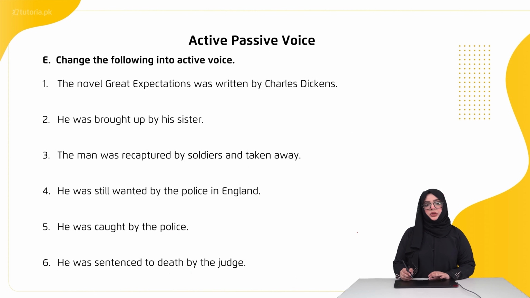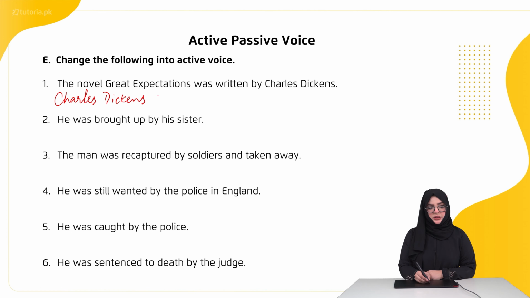Next grammatical question is of active and passive voices. इसमें हमें क्या करना है? Change the following into active voice. Passive voices दी गई हैं, इनको active में change करना है. So the first is the novel Great Expectations was written by Charles Dickens. तो इसका हम इस तरीके से करेंगे. Subject object हो जाएगा, object subject हो जाएगा. Charles Dickens wrote the novel Great Expectations.